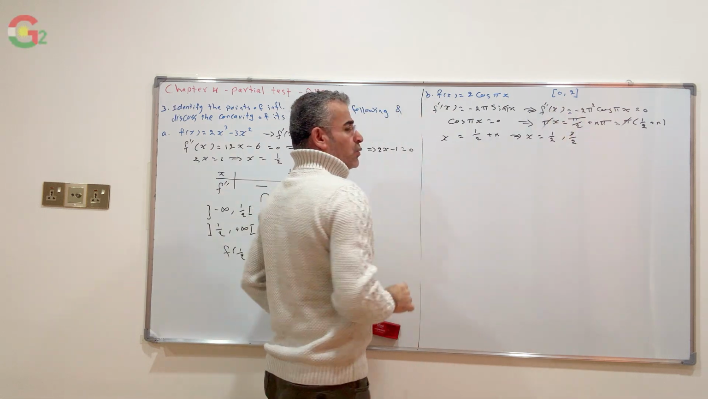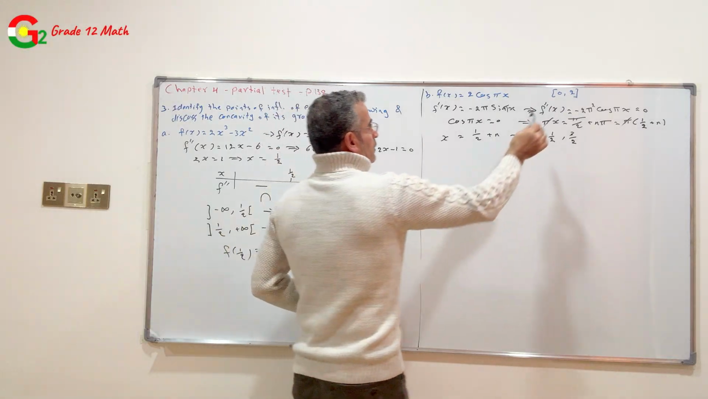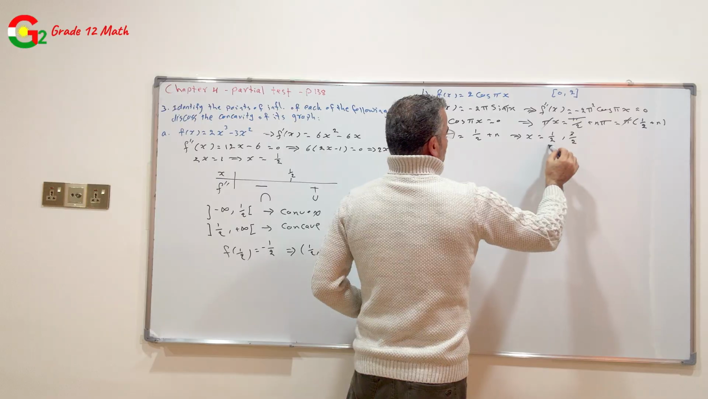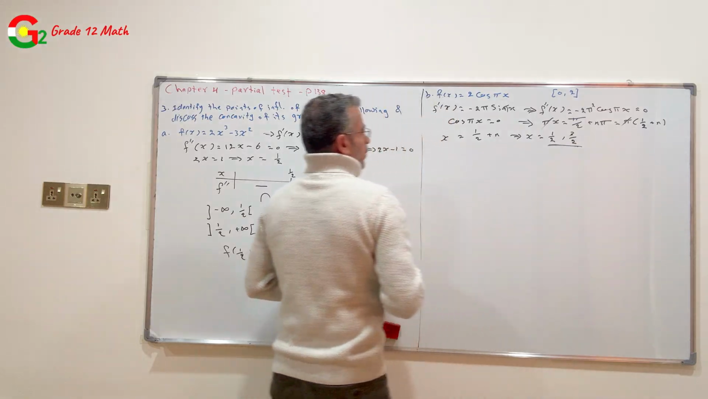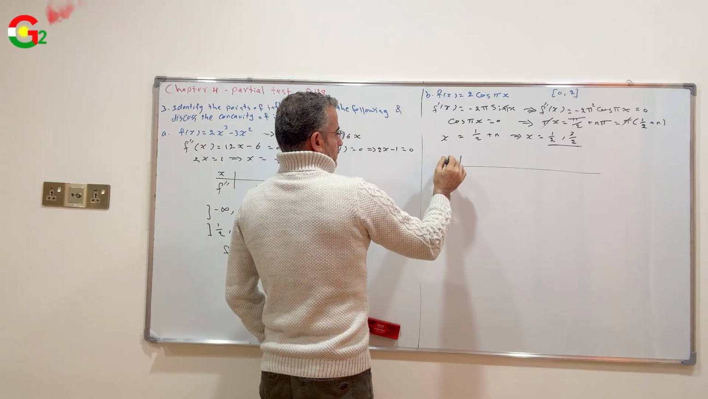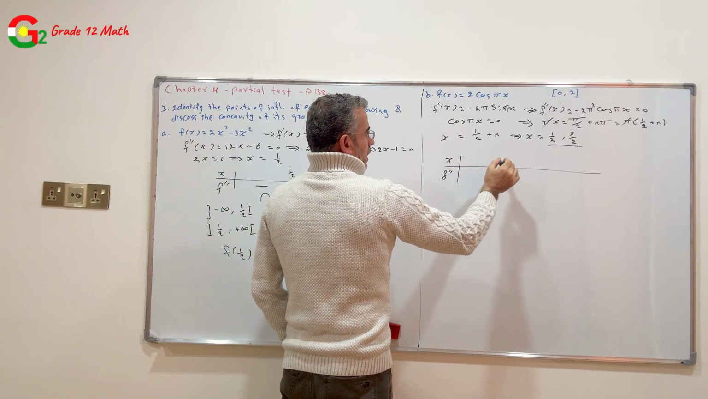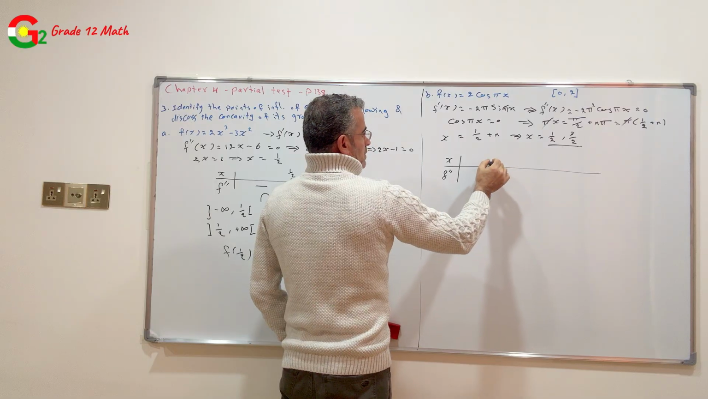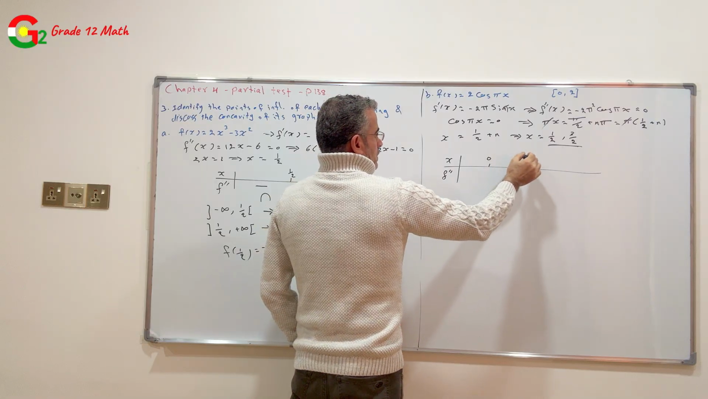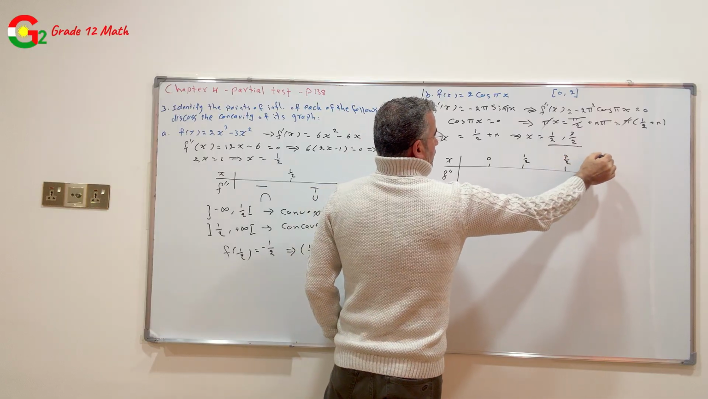When n is 2, x is 5 over 2, which is greater than 2. Therefore, we will take only these 2 points. Find the sign of the second derivative in the intervals between these values. This is 0, this is 1/2, 3 over 2, and 2.